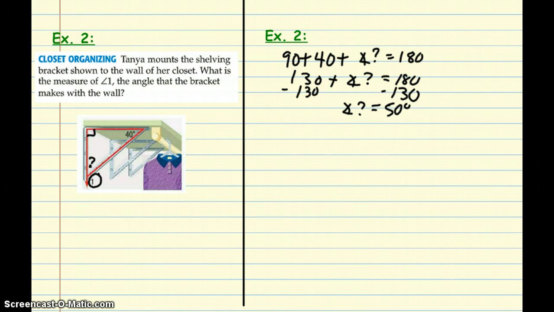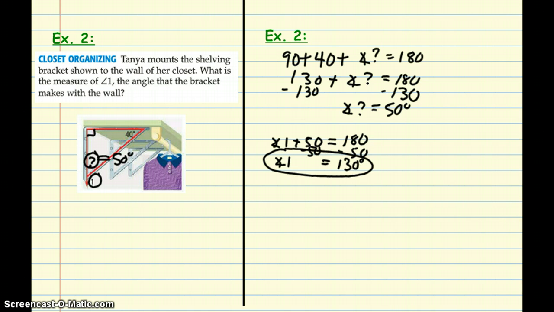Now this isn't the answer to the question, but what we have found out is this angle right here is equal to 50 degrees. So that makes it easy for us to find the measurement of angle 1. And we know that angle 1 plus 50 has to equal 180. So the measure of angle 1 is equal to 130 degrees. Okay?